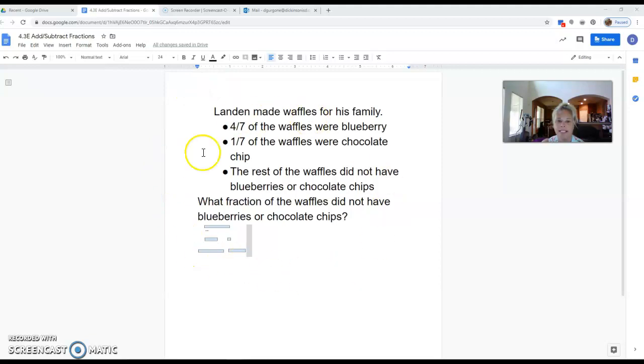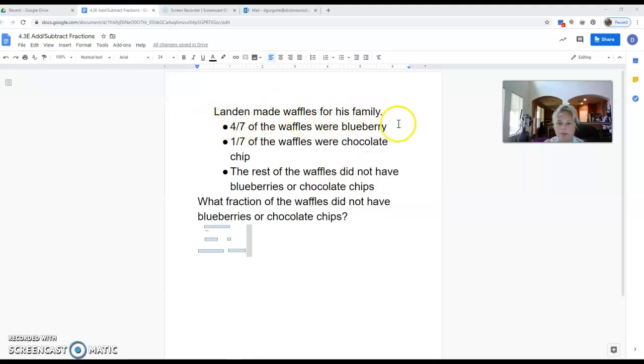I have a sample STAR test question for us to look at. To remember, we did review this before, and we have talked about adding fractions and subtracting fractions with like denominators. So let's read the question first that I have.